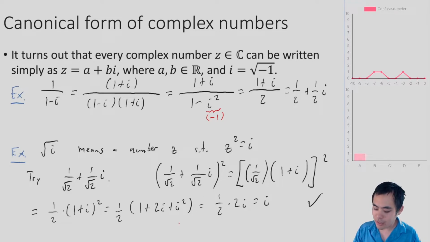And as an aside, there are often multiple square roots. So minus 1 divided by the square root of 2 minus 1 over the square root of 2 i also works.